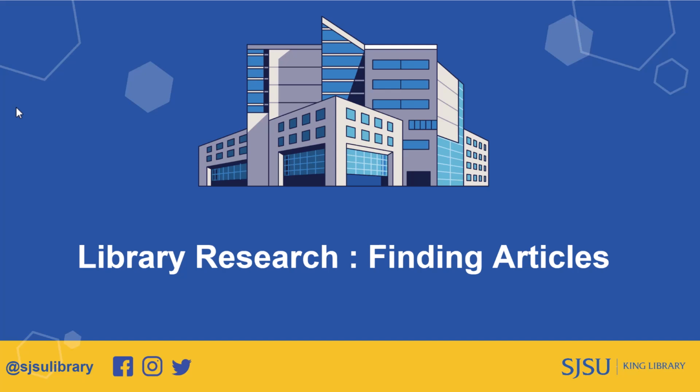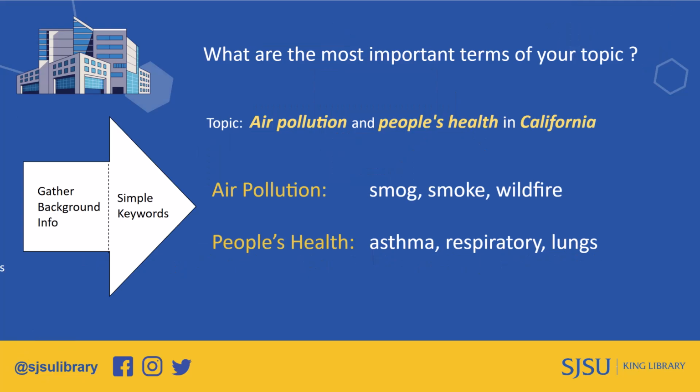In this video, we will be covering library research and finding articles. Try to identify what are the most important terms of your topic. In this case, it's air pollution and people's health. Both of those things are very broad and vague. Try to zero in on something specific within each of your areas.